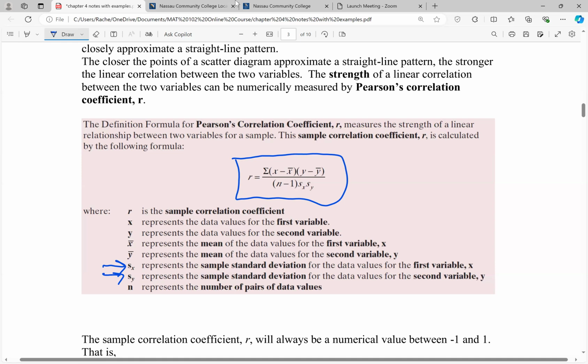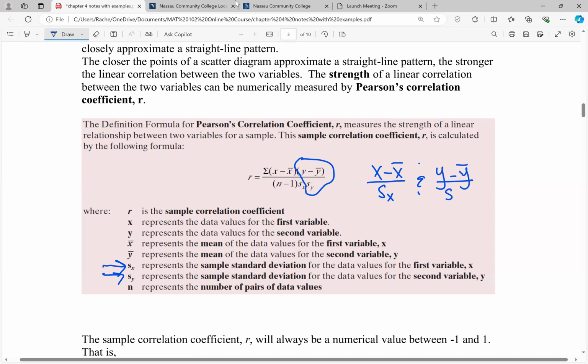But if you look closely, for example, look at this piece that I'm highlighting right here. You see how we have x minus x bar over s sub x, and then we multiply that by y minus y bar over the standard deviation of all the y values. When you look at it like this, these two formulas should look very, very familiar, right? Doesn't this remind you of Chapter 3? This is your formula for a z-score, isn't it? Data value minus the mean over the standard deviation. So that's essentially what we're doing here.